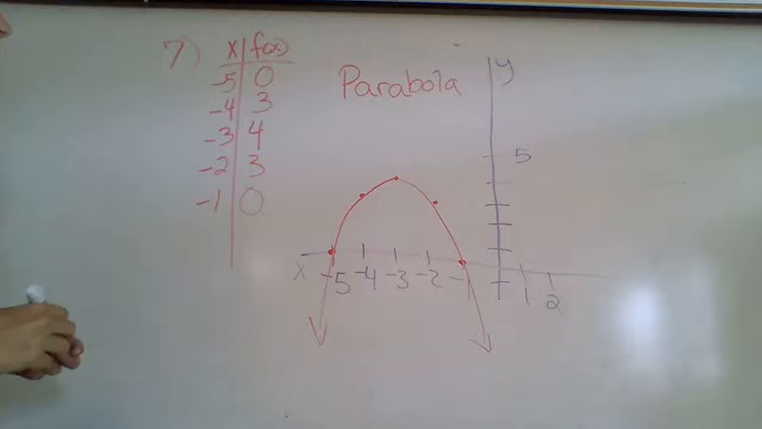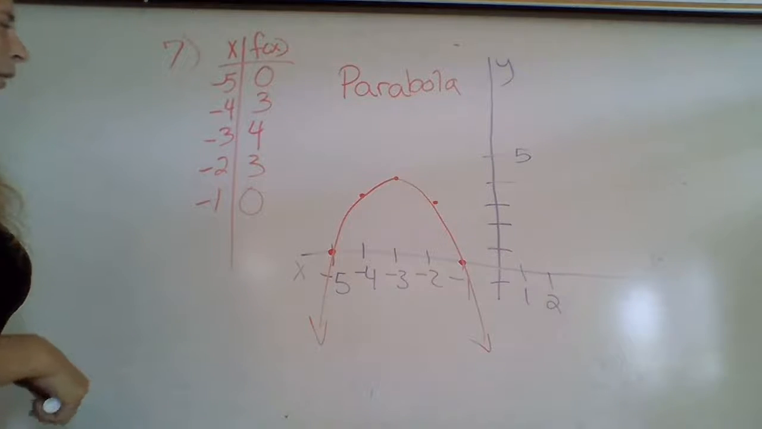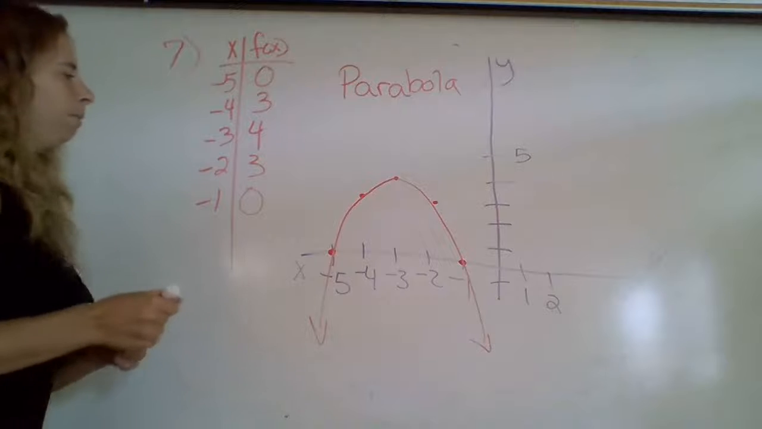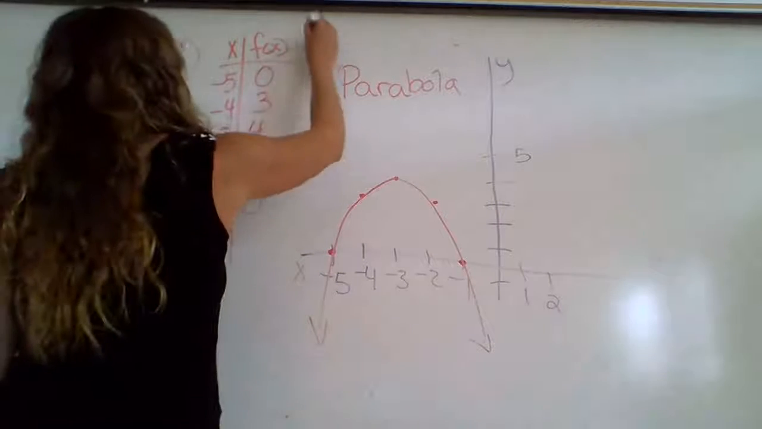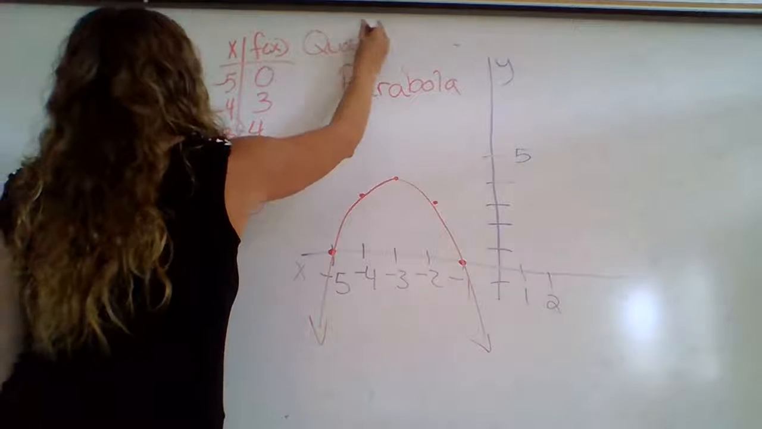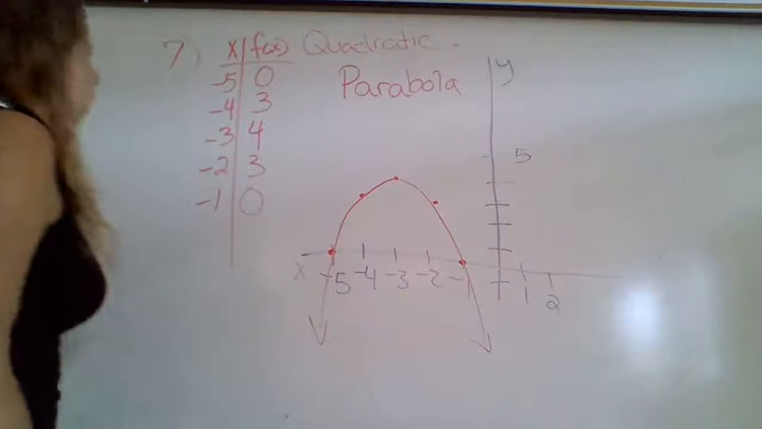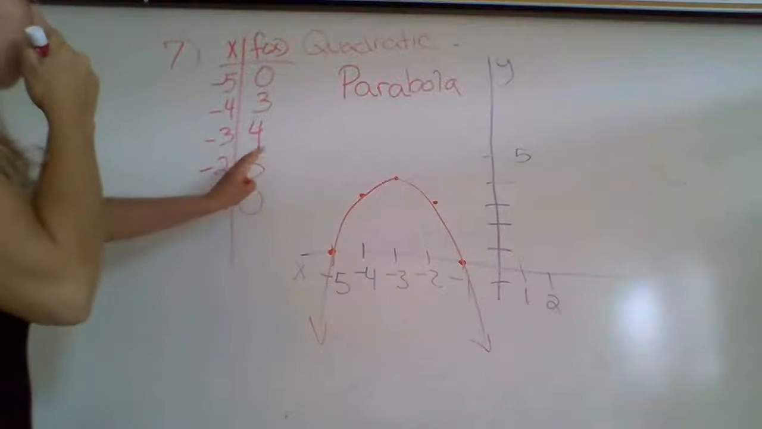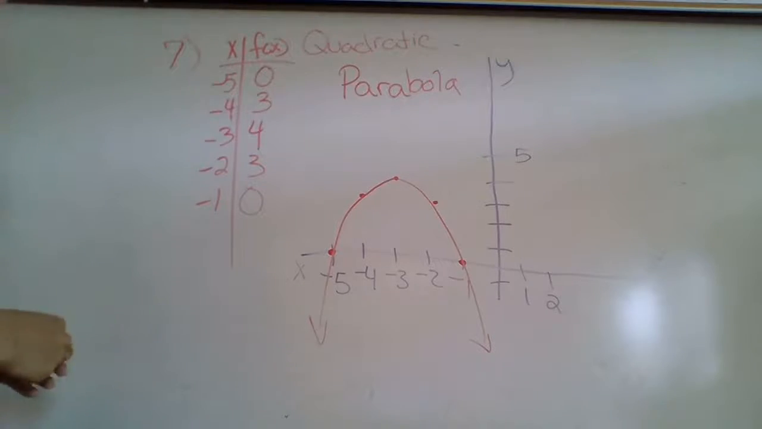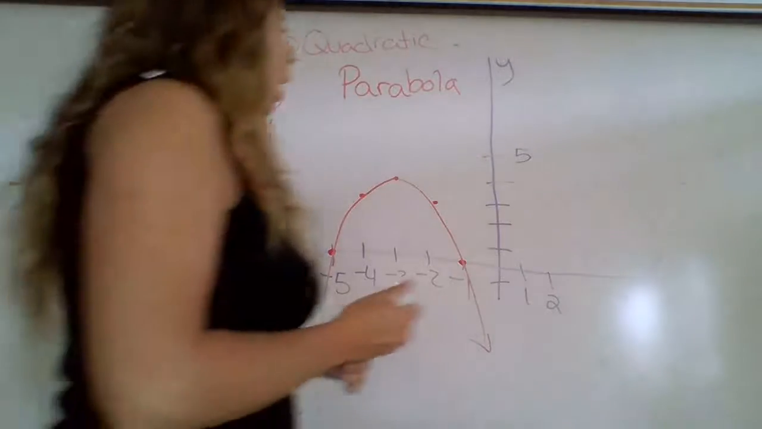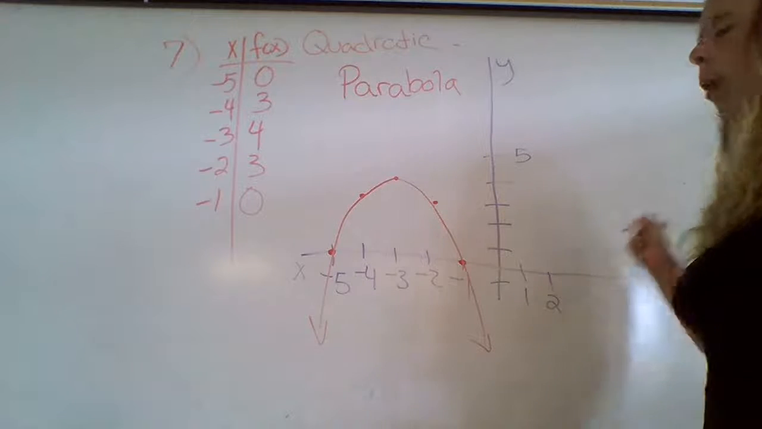So there's your graph. Okay. Next thing, we have to say what type of function it is. Well, by graphing it, you can tell that it's a quadratic function. So quadratic, because it makes a parabola. Okay, so you don't have to do what we've been doing in class, where you find the first difference and the second difference. You can just tell by looking at the graph.